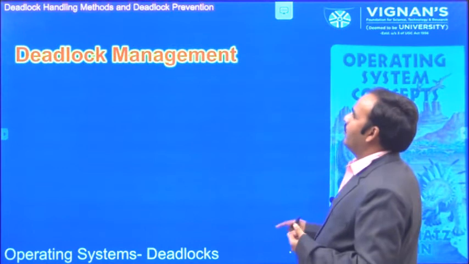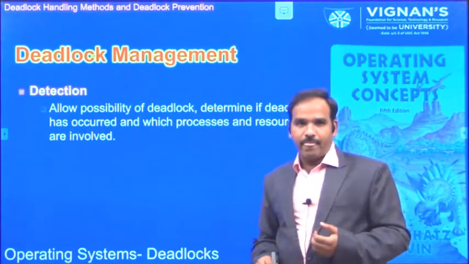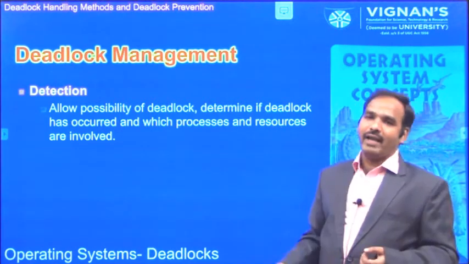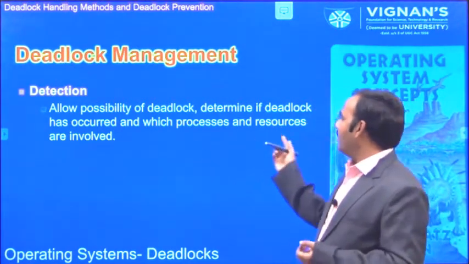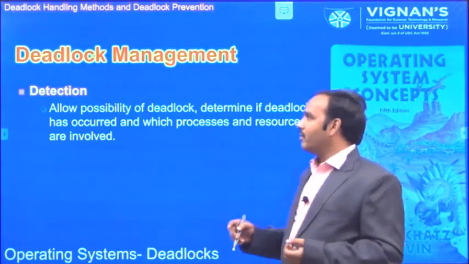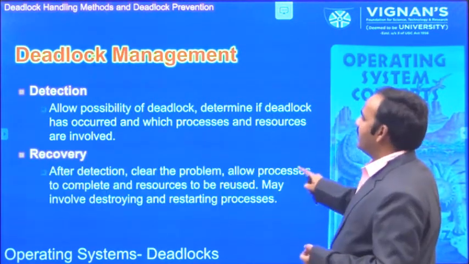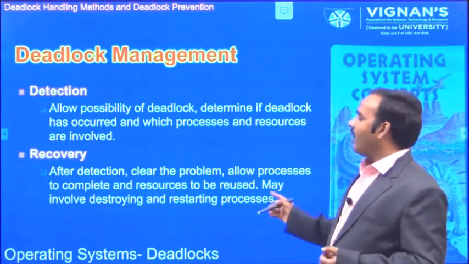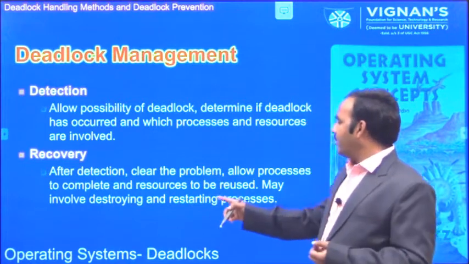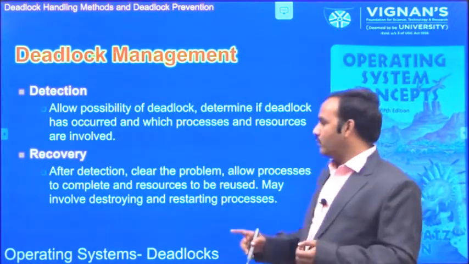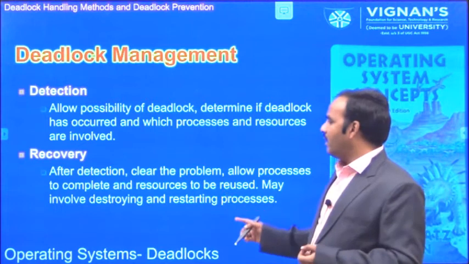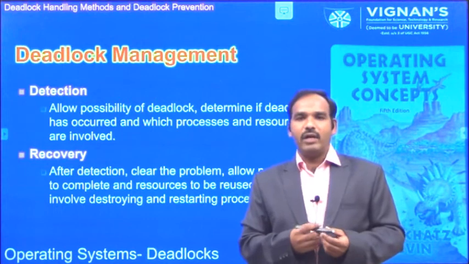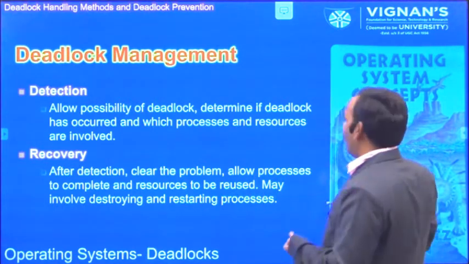Next, the third one is detection. Detection allows a possibility of deadlock, determines if the deadlock has occurred, and then finally you can recover the system. So what is that? A recovery. After detection, clear the problem and allow the processes to complete and resources to be reused. Resources to be reused may involve destroying and restarting processes. We will see in detail what recovery is.